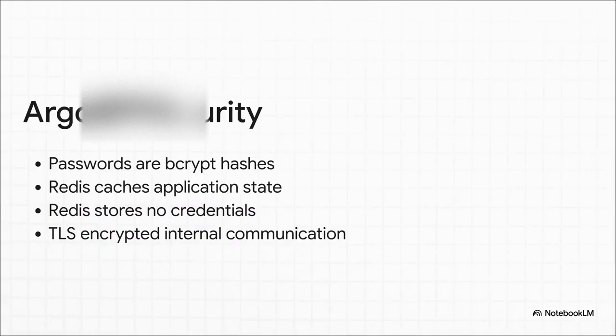ArgoCD also runs a really tight ship internally. User passwords are stored as heavily encrypted bcrypt hashes. And while it does use Redis to cache the application state for 24 hours to reduce load, Redis explicitly does not store any credentials. Inside ArgoCD, performance never compromises security. Plus, every piece of internal service-to-service communication happens entirely over encrypted TLS.